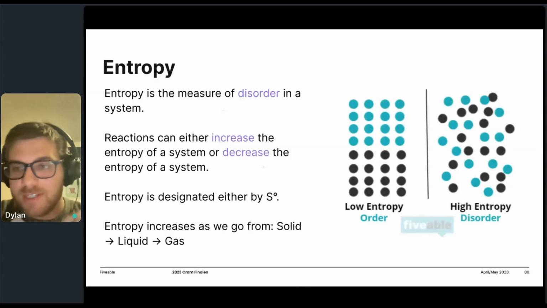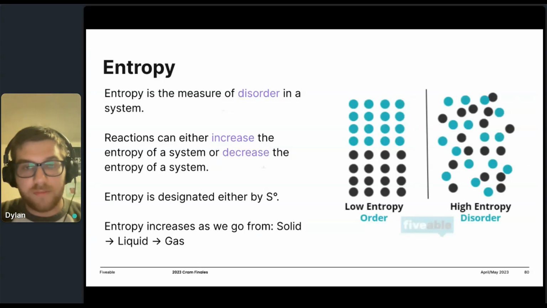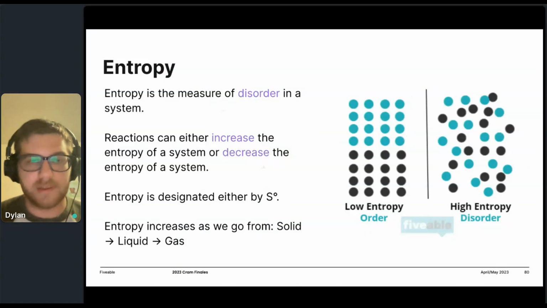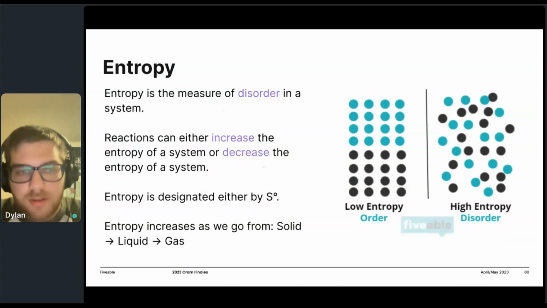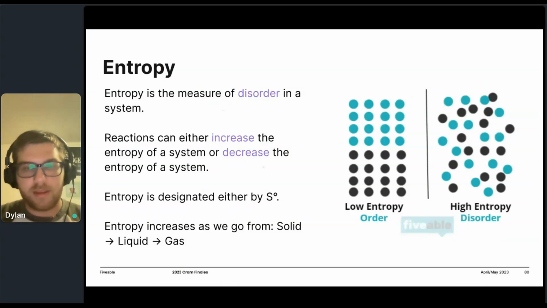Entropy is a measure of disorder in a system. It is the amount of disorder in a system. It is the amount of randomness in a system, and reactions can either increase or decrease entropy. Reactions might create disorder, they might create order, and entropy is designated by S. I'm not actually sure why. That's kind of a weird notation, but chemists use it, so we're going to use it.